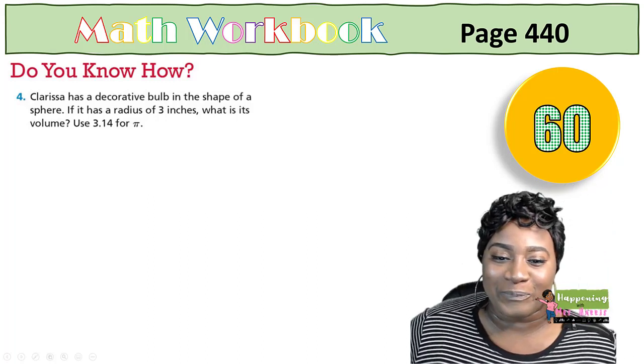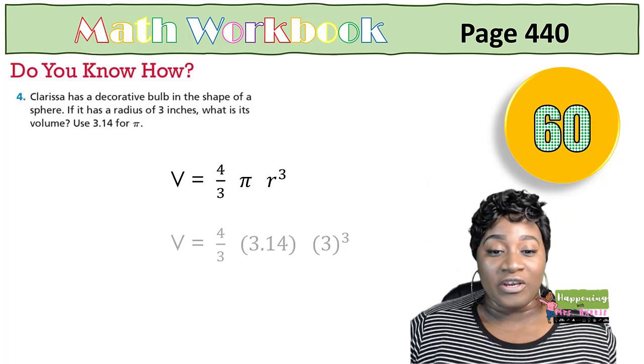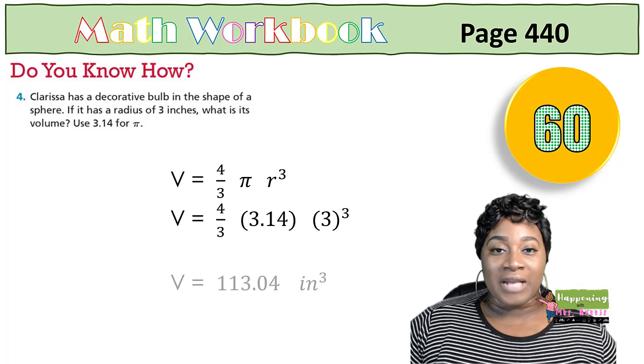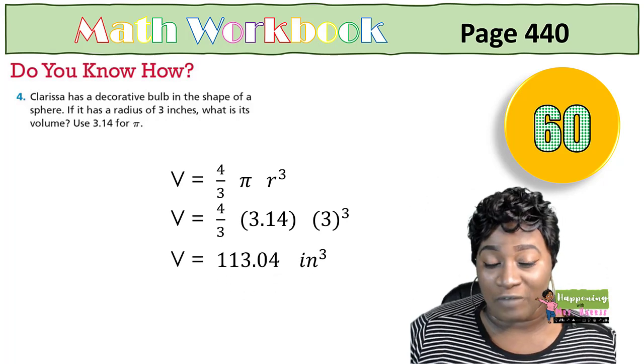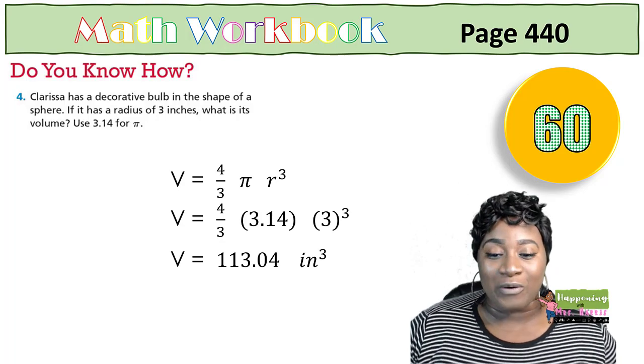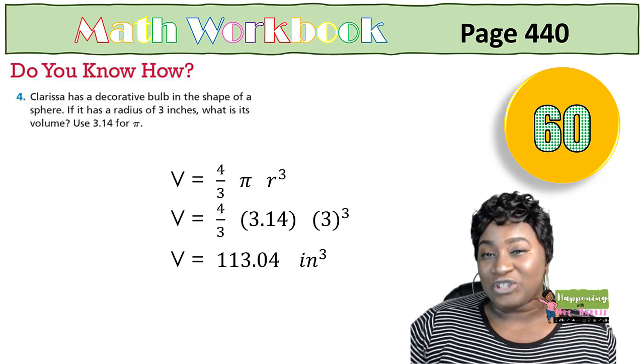Let's check your work. First thing you should have done was written your formula. After you've written your formula, you should have substituted your values as shown. And last but not least, step 3, you should have simplified. Your final answer should have been 113.04 cubic inches. So wonderful, wonderful job.